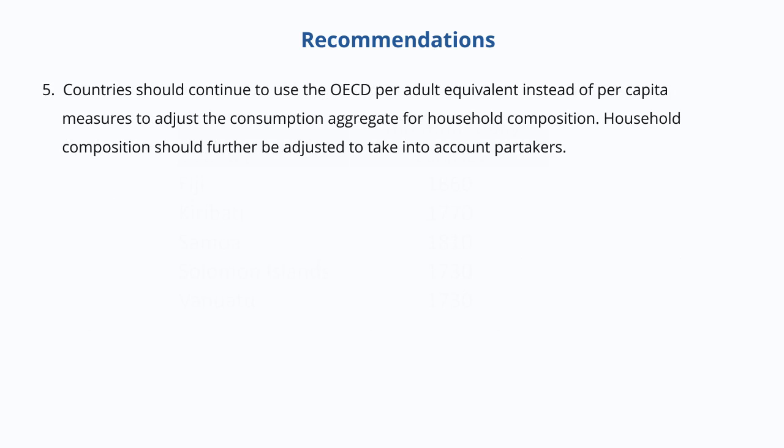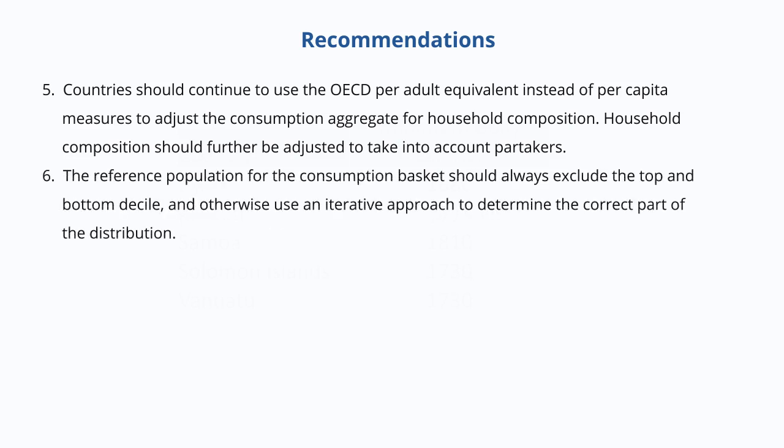Countries should continue to use the OECD per adult equivalent instead of per capita measures to adjust the consumption aggregate for household composition. Household composition should further be adjusted to take into account partakers. The reference population for the consumption basket should always include the top and bottom decile, and otherwise use an iterative approach to determine the correct part of the distribution.